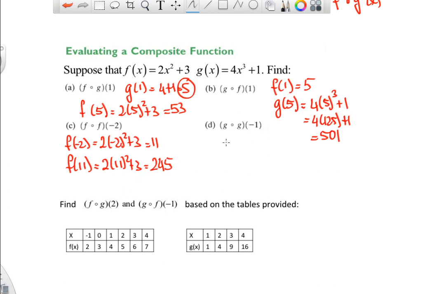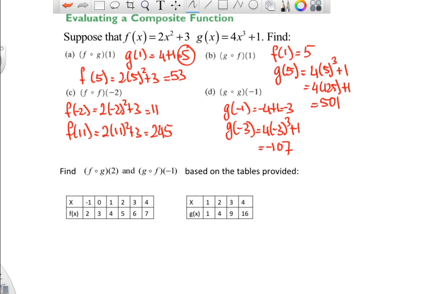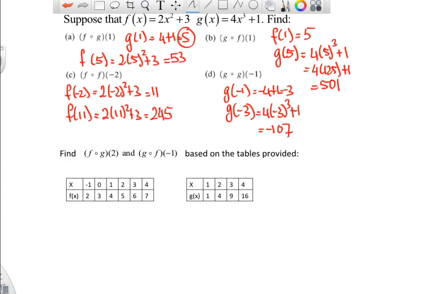Doing the same thing here, put negative 1 into g, so that's negative 4 plus 1, which is negative 3, and then plug negative 3 into g again, so 4 times negative 3 cubed plus 1, so that's negative 27 times 4, which is negative 108, plus 1 is negative 107. So I would do it that way. You could do it algebraically by finding the composite function first and then working with it, but I think this is just faster.